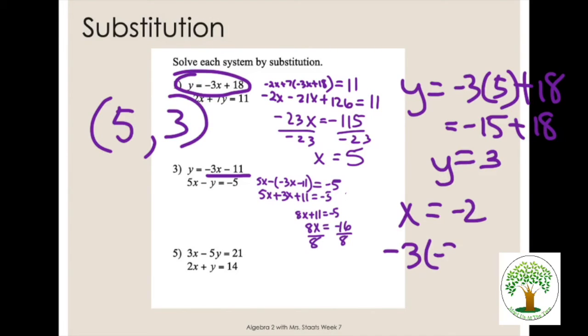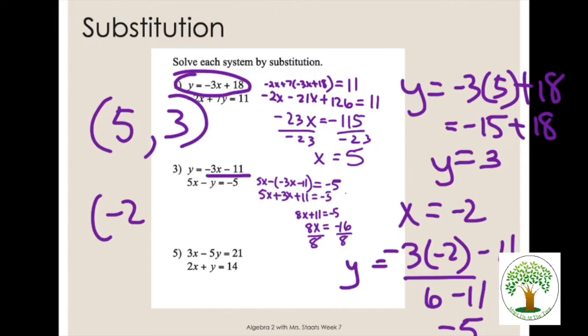-3 times -2 plus, or minus, excuse me, 11. What's your ordered pair? That's going to be -6, positive 6 minus 11. What'd you guys get for y on number 3? -5. So I got -2, comma -5.